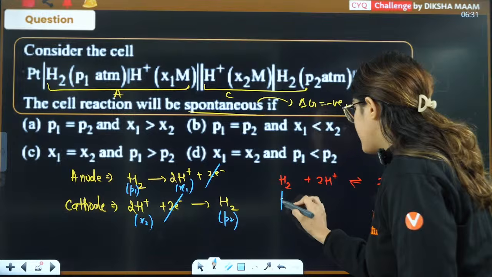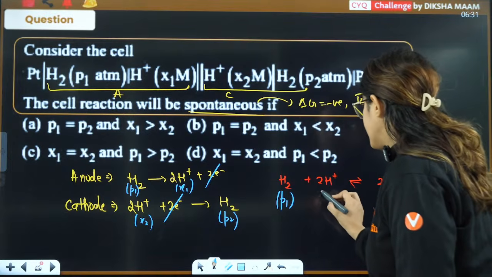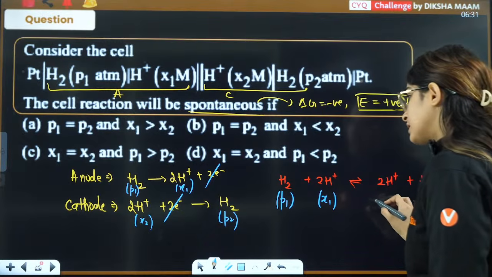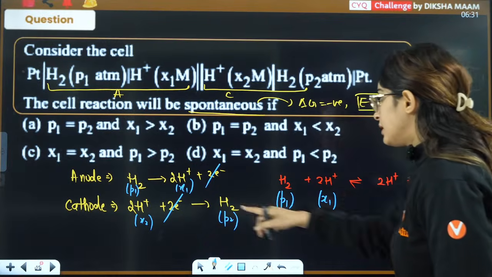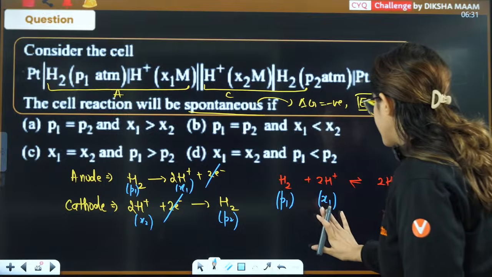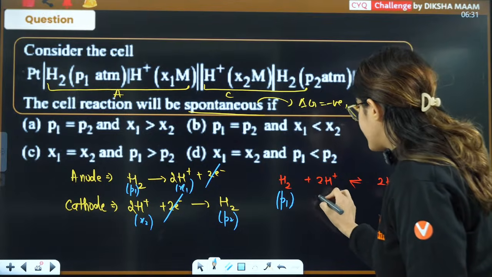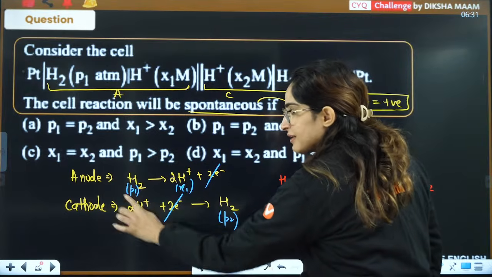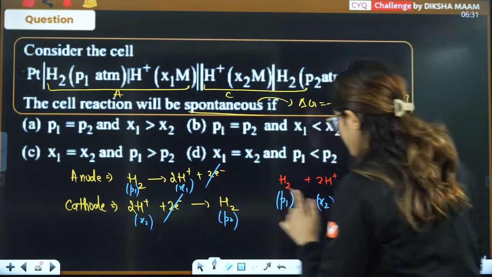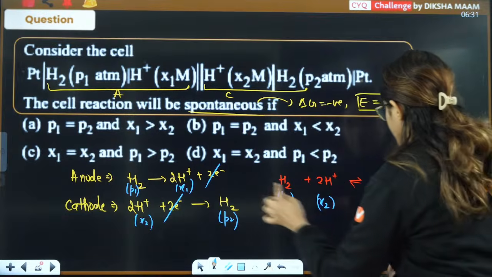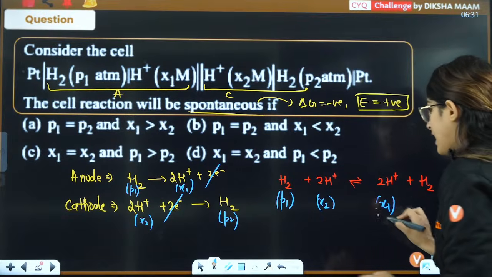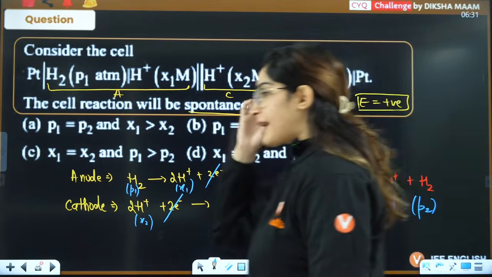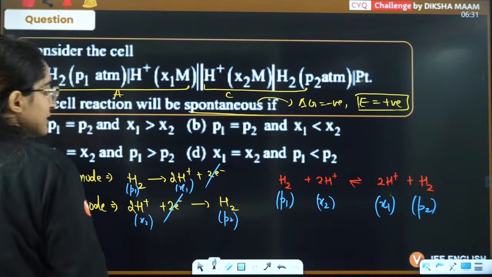Now let's write down the equations here. H2, here it is P1, and here it is X1 concentration. No, on the product side it should be X1, right? On the reactant side it is X2 only, because on the reactant side you have this and this, so it will be P1 and X2. Product side it is X1, so you'll write here X1, and this is P2. Okay, this is the overall reaction that you have, right?